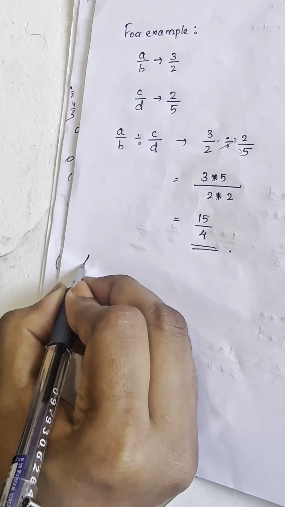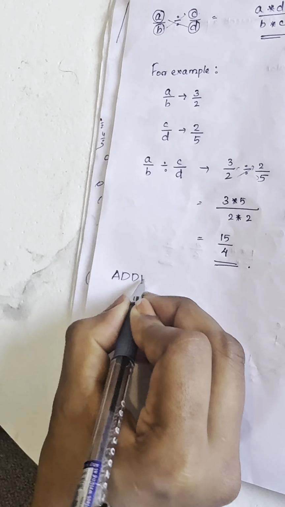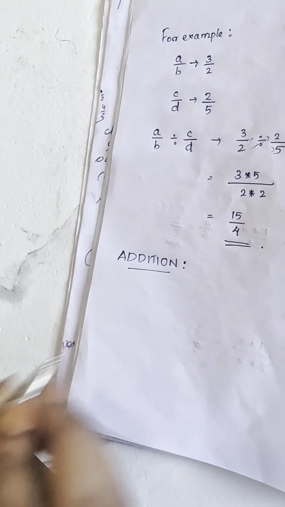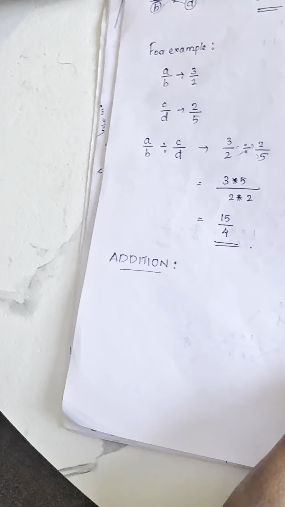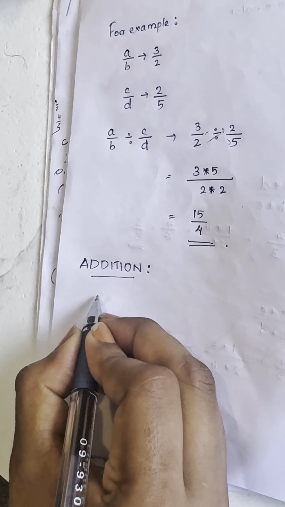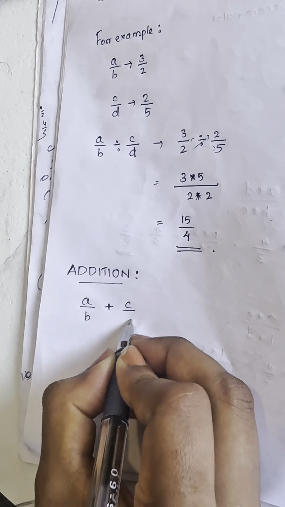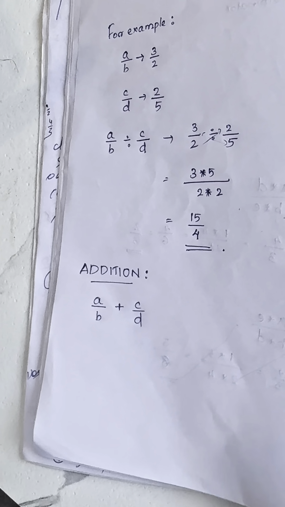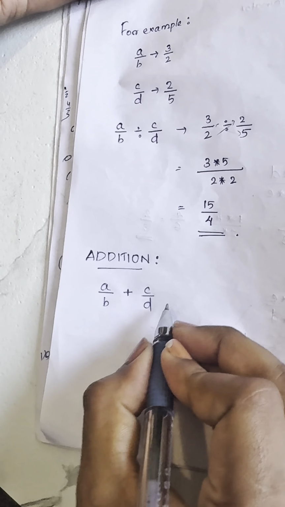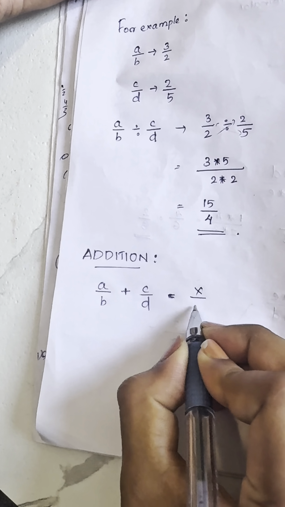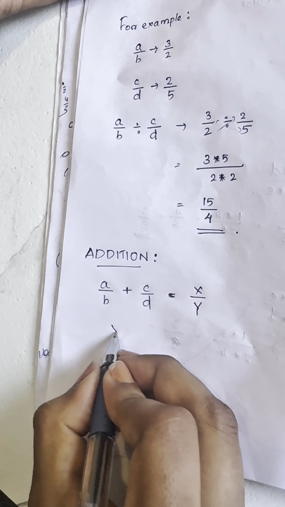Quite simple. And next we go forward with addition and subtraction. The first one is addition, which is quite different compared to multiplication and division. So we can take the same variables, a by b as the first fraction plus c by d as the second fraction. We can assume a by b plus c by d as two different variables, x and y.